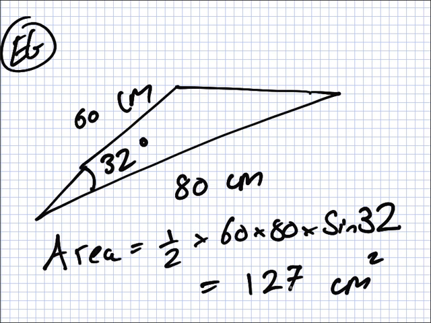Oh, 1,271. Well, three significant figures, so 0 then, yeah? It's okay. That one's straightforward. Okay, let's go on to the harder ones now.